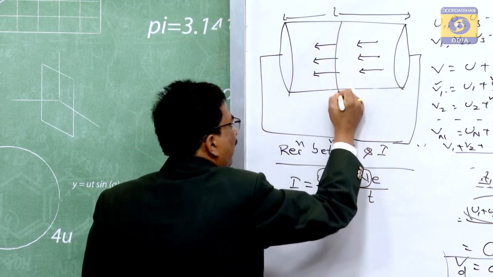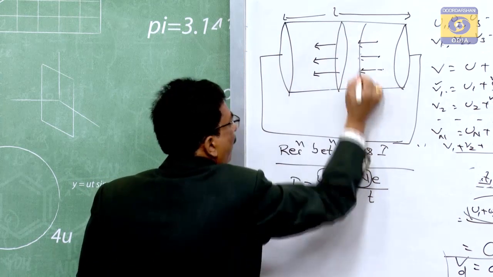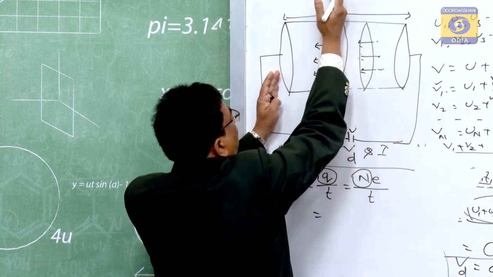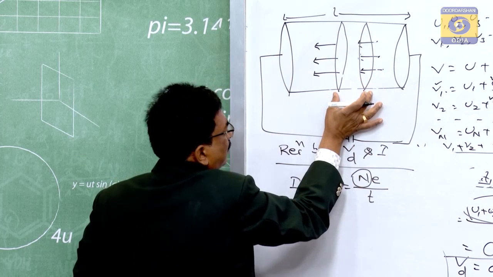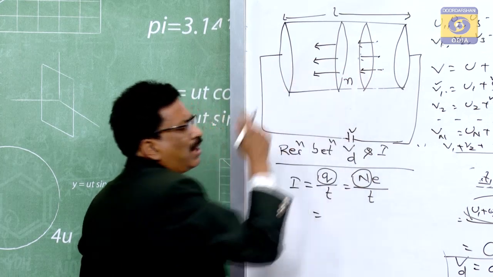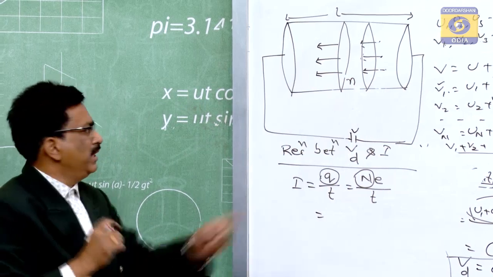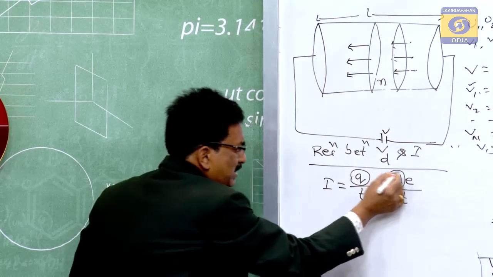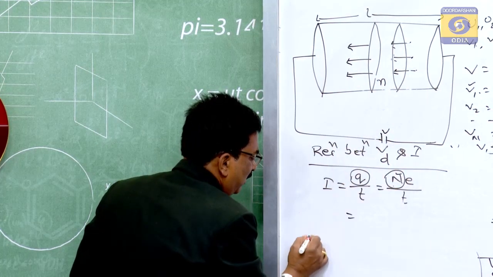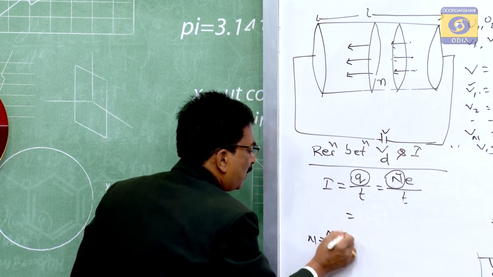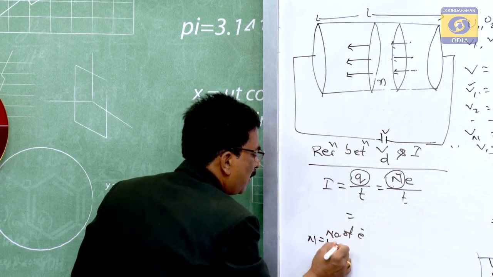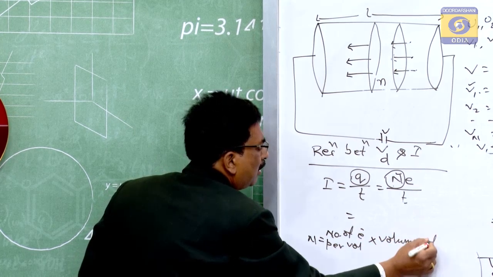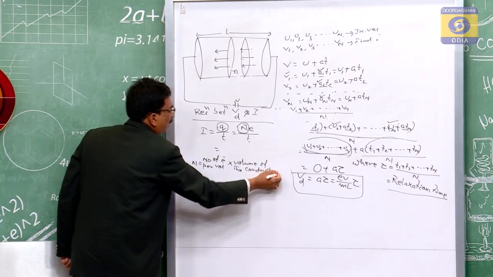So, if we take a small cross section of that one, this is the total conductor of length L. If we take a small cross section which has the small n number of electrons per volume, this is the n; small n means the number of electrons per volume. Then capital N, the total number of electrons, is equal to the number of electrons per volume into the volume of the conductor.